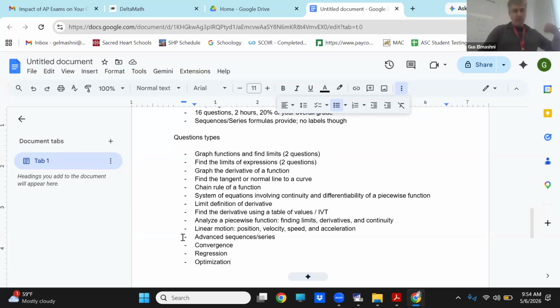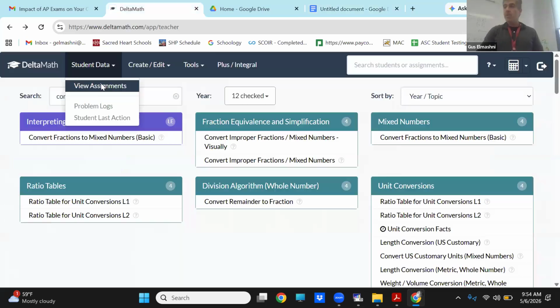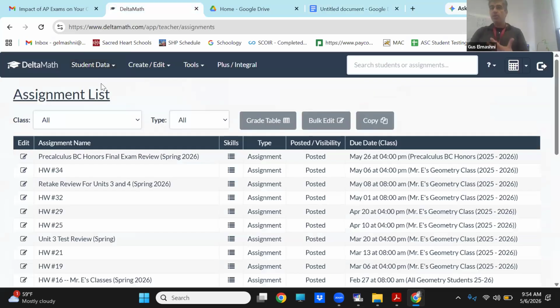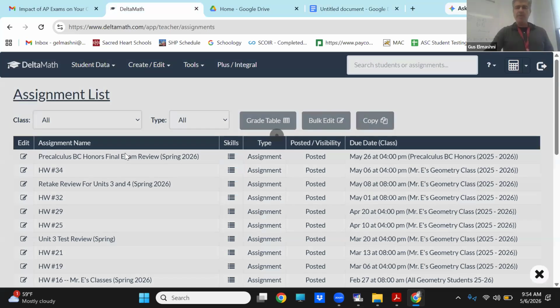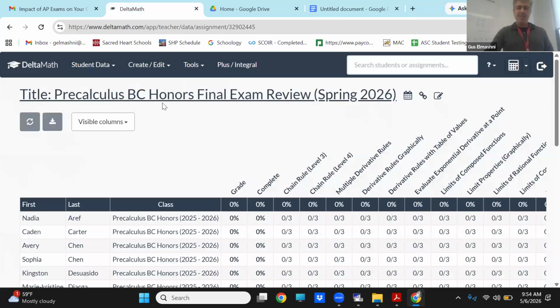But if you really want a very focused, very efficient way of preparing, this is where I'm very excited. Delta Math. So I created a Delta Math assignment. It's just ready. If you go to Delta Math, login using your Sticker Heart email, it'll be there. I'll put the link in Schoology as well under final exam review. You guys haven't done anything yet. I'm just kidding. I just created it.